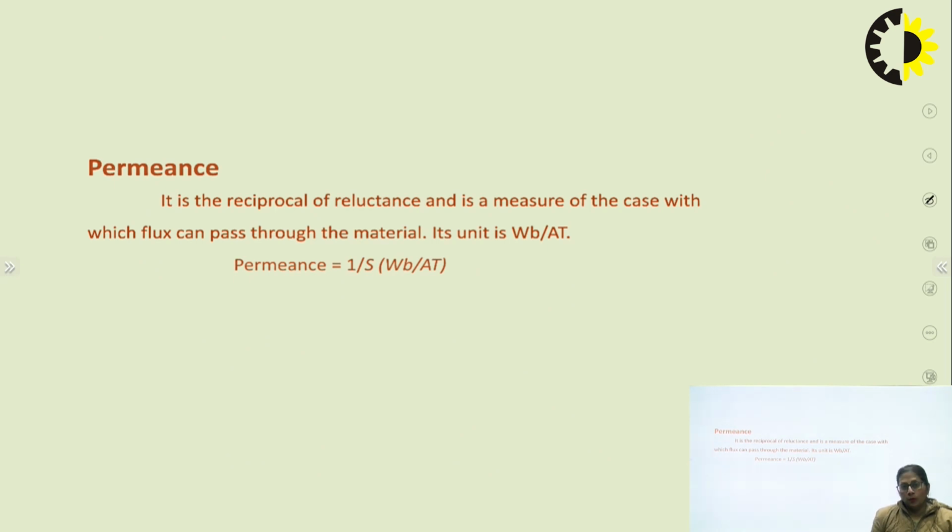One of the important properties is permeance. What is permeance? It is just the reciprocal of the reluctance. Likewise, in an electrical circuit, the reciprocal of resistance is conductance. Similarly, the analogous term for conductance in a magnetic circuit is permeance. It is the reciprocal of the reluctance, 1 upon S. So the unit is also reversed: Weber per ampere turn.